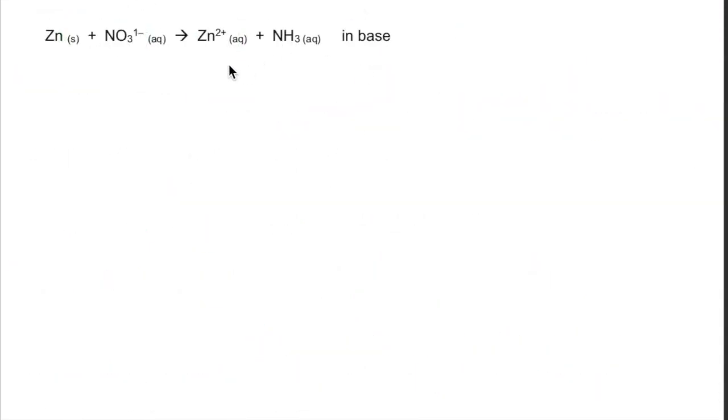Okay, let's do this last one here. And this one is in base, so we are going to use step 8. We have not yet seen that. So we got zinc as one half reaction and some stuff happening to nitrogen as the other half reaction. For the zinc, there's no hydrogen and no oxygen, so we're not going to have to worry about this half for a few steps.